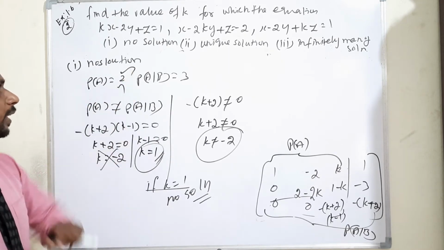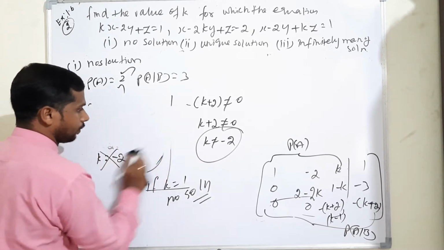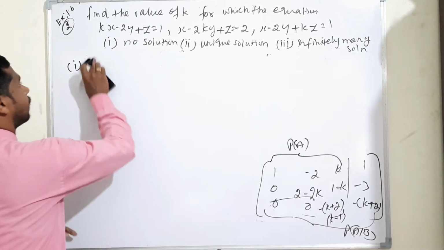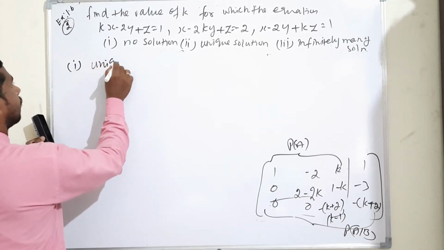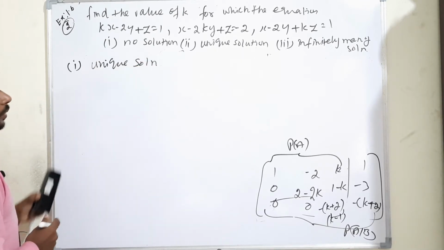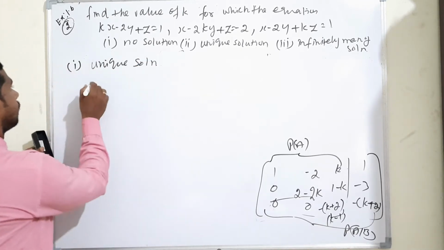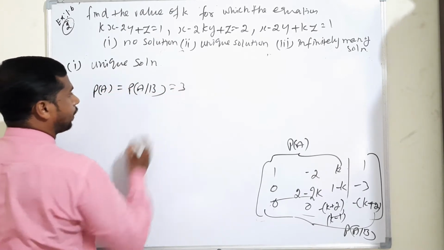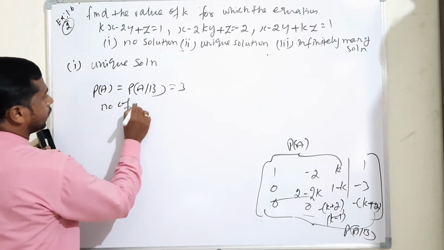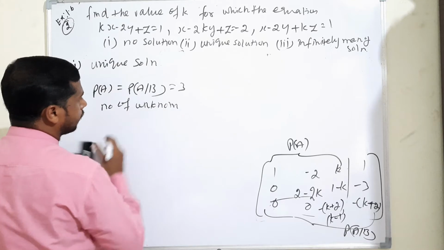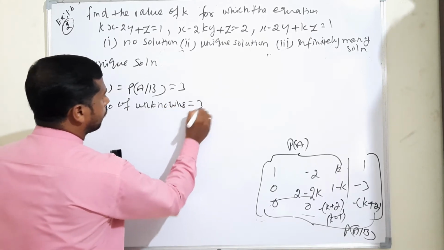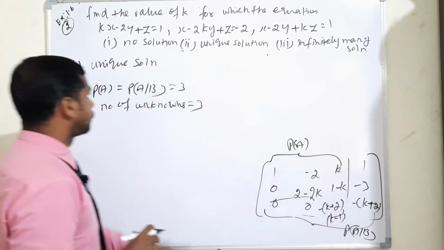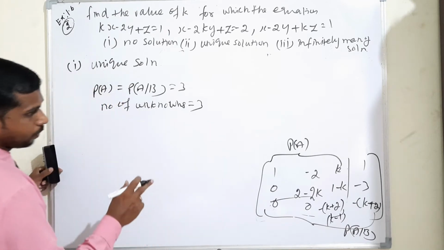Moving to the second one, unique solution. So for a unique solution, what we have to do? The unique solution means rank of A is equal to rank of A with B is equal to 3, because the number of unknowns is equal to 3. So for both, rank of A we have to show 3, then rank of A with B we also have to show 3.